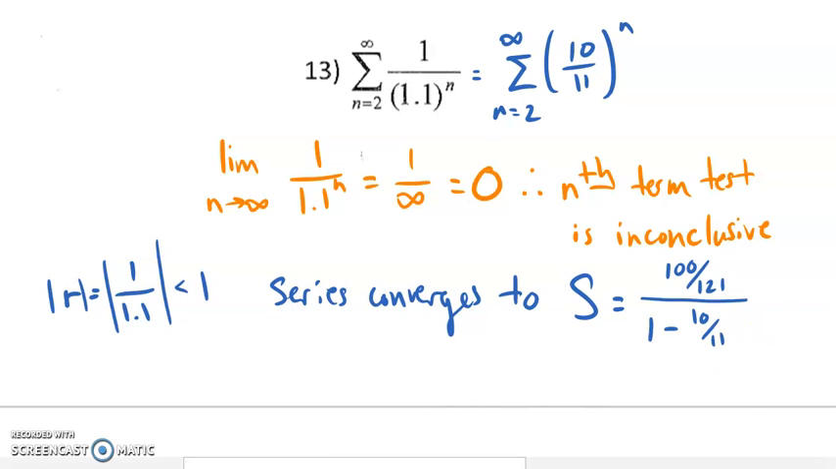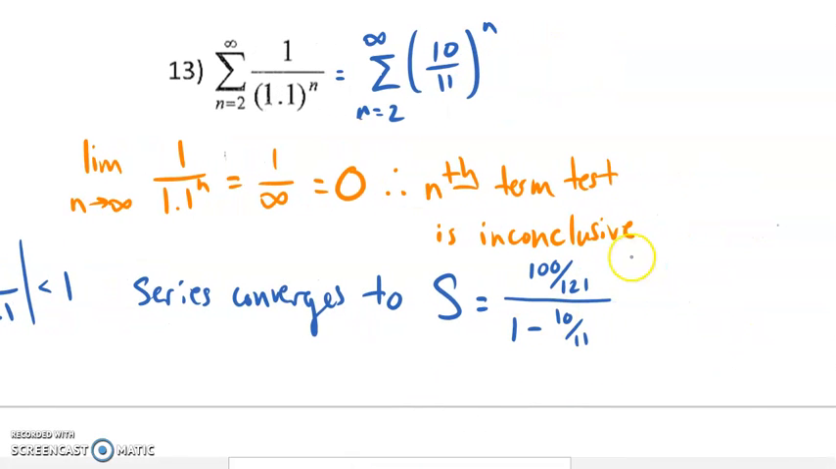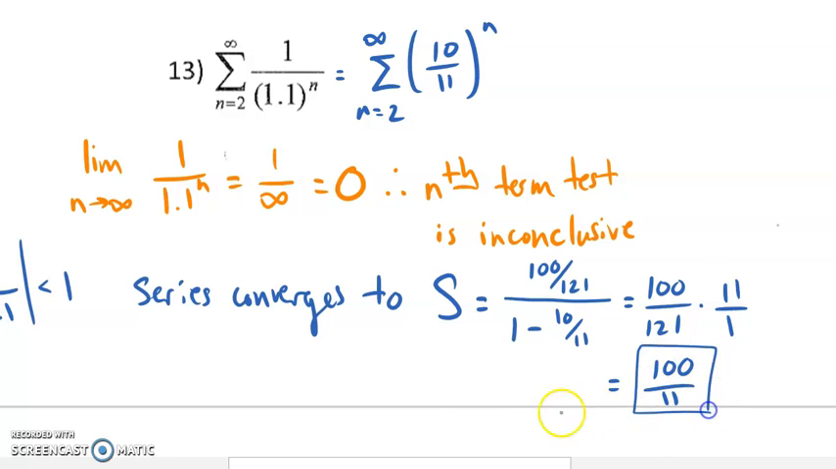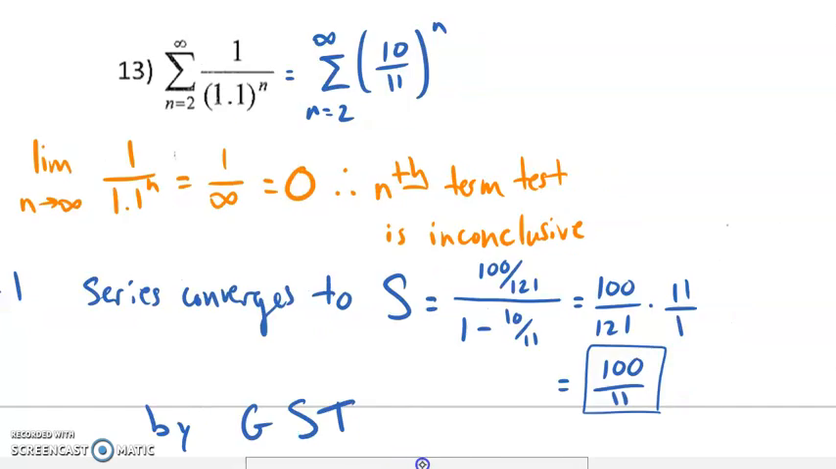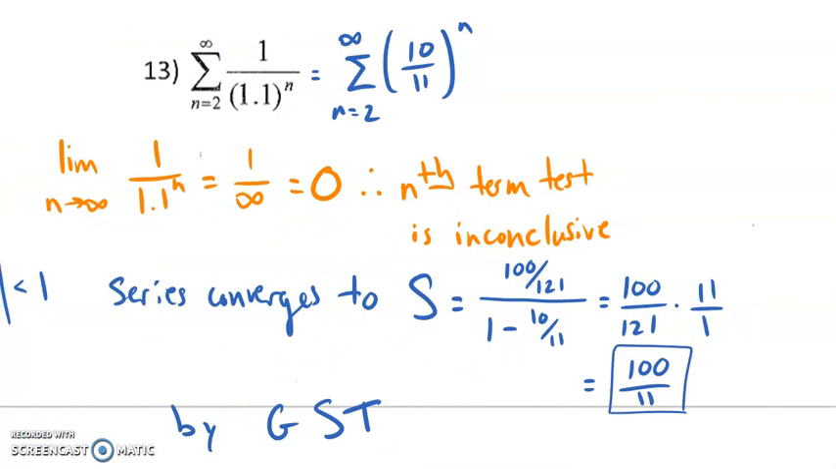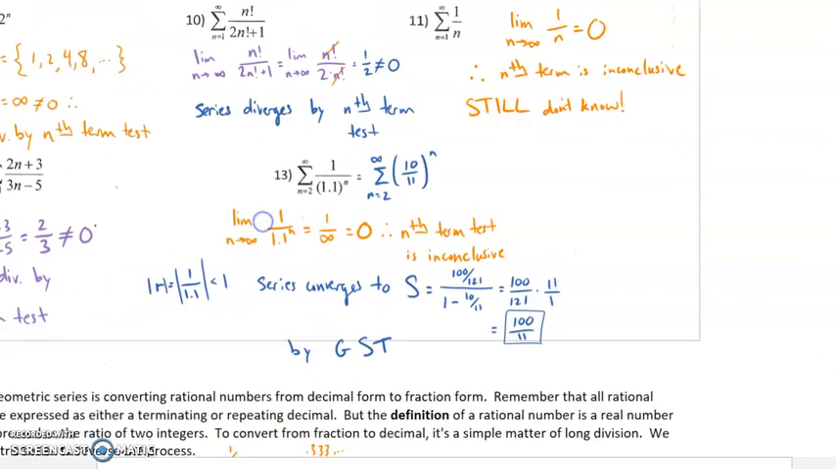All right, so that gives us a fraction that we can reduce. The denominator is 1/11th, so we're going to take this divided by 1/11th, which is the same thing as multiplying by 11 over 1, and then the 11s cancel out, we get 100 over 11. So we get that by the geometric series test, not by the nth term test. The nth term test was inconclusive. Finally, we're done because that was the last one. Great.